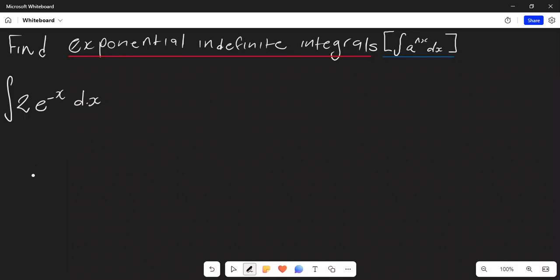Today on this video we'll be finding the exponential indefinite integral of the following function here. If you think you can find the answer for this question, you can pause this video, solve it, and let's see if you're going to find the very same answer that you're going to find at the end of this video.